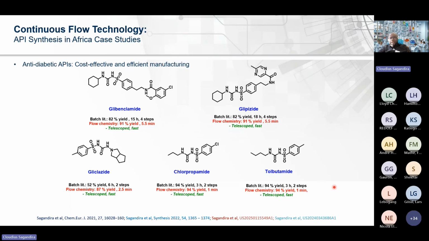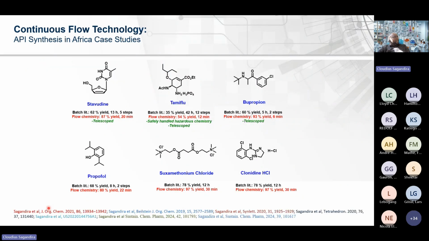And I can't spend much time on these. If you want to read more, these are the references. We have published this work and also patented it. And what we also did, we worked on these compounds. It was very exciting. I think I have a slide with more detail.